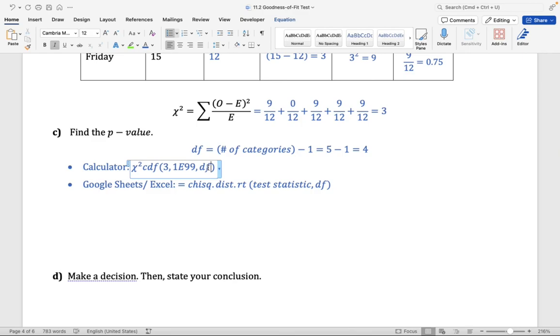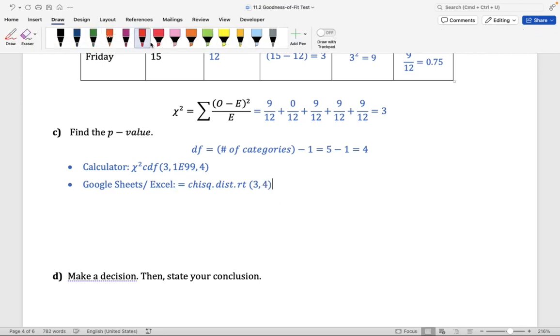The lower bound is 3. The upper bound is 1E99. And the degrees of freedom is 4. Now, if you're using Google Sheets or Excel, you're going to use =CHISQ.DIST.RT. You're going to open a parenthesis and enter the test statistic. The test statistic here is 3 and the degrees of freedom, which is 4. Again, notice you cannot find the p-value without having the test statistic and without having the degrees of freedom.